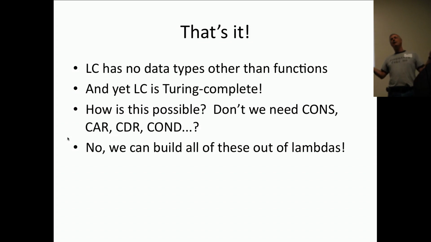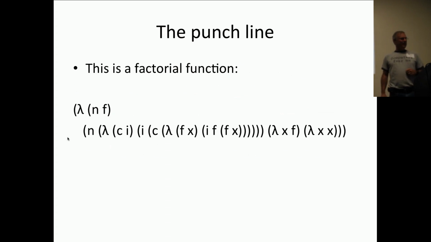So the question is, how is this possible? Because when you learn the basics of Lisp, you start out with these primitives that include cons and car and cdr and cond. And we are told, if your education is typical, that you need to start out with these given as primitives. And it turns out that you don't need any of those. You can actually build all of these things out of lambda. And the punchline is that this is a factorial function. That tiny little bit of code that consists of nothing but lambdas actually computes factorials. And the first time I saw it, I didn't believe it.